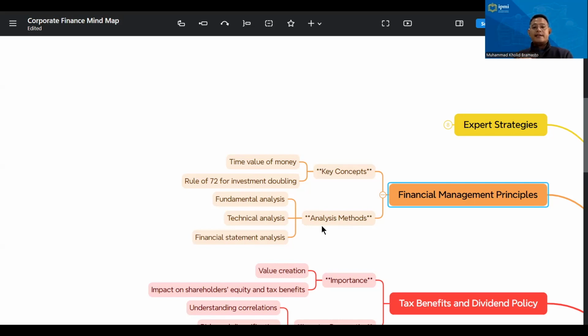And lastly, financial statement analysis. This involves examining a company's financial statements, including the balance sheet, income statement, and cash flow statement, to assess financial performance and identify potential risks or opportunities.